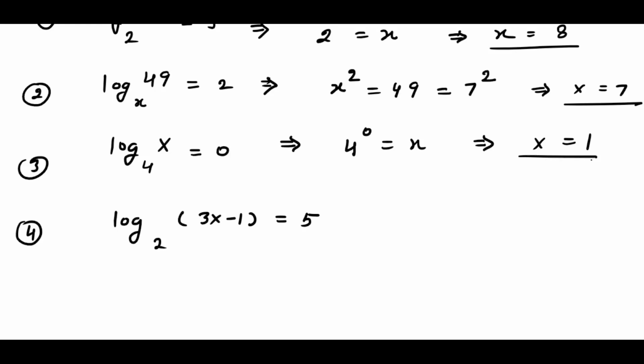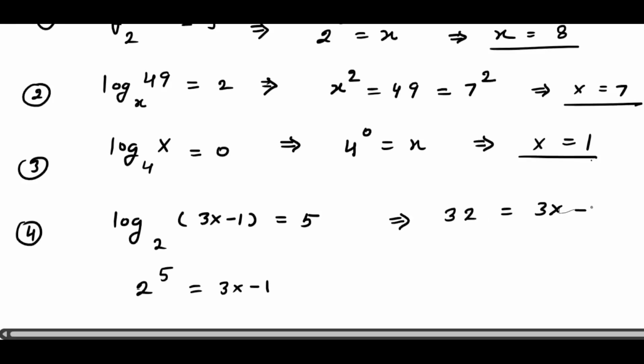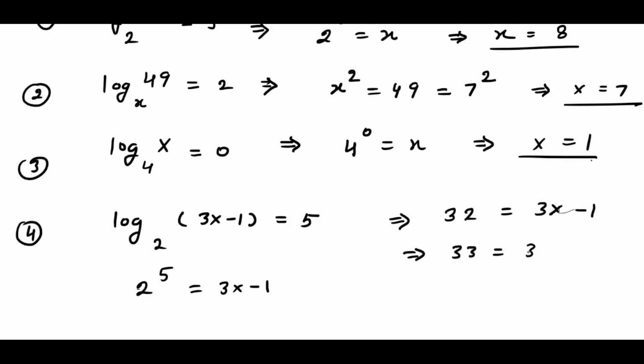So is it 11? You got 11. Let me try. Okay, so what we do, we say that from this we conclude that 2 power 5 is equal to 3x minus 1. So this gives me 2 power 5 is 32. So 32 is equal to 3x minus 1. So this gives me 33 is equal to 3x. This gives me 11 equal to x, or x is equal to 11. What you said, 11? Your answer is 11?